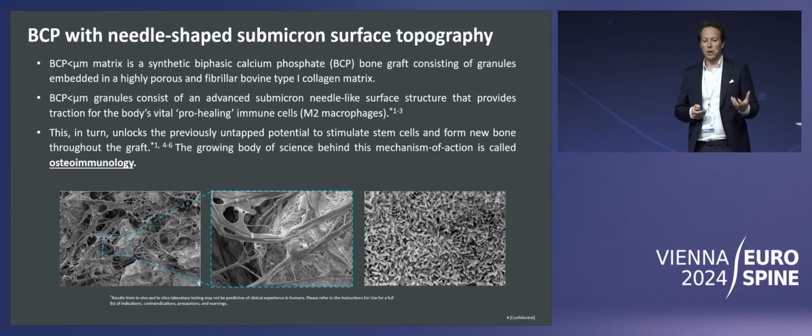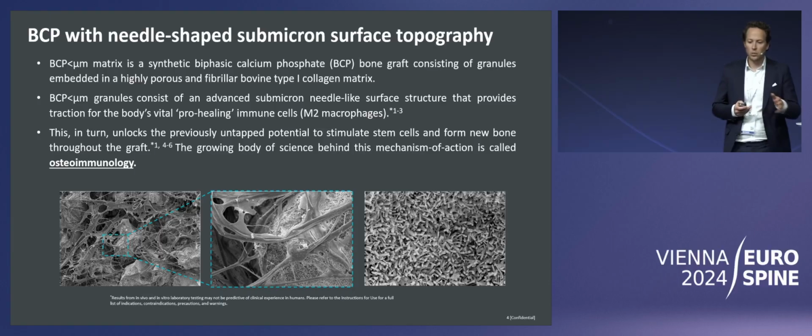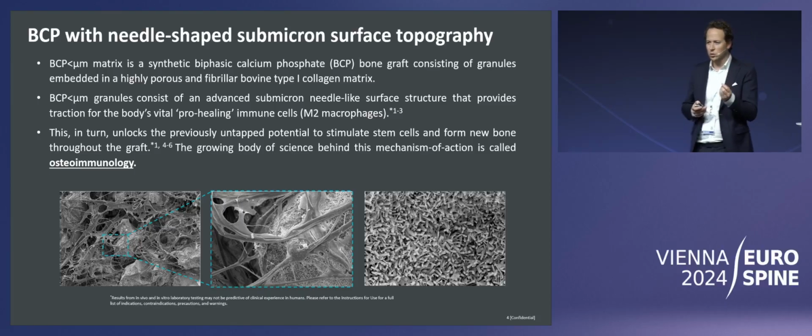So to start, I want to talk about a bone graft substitute which has a submicron surface topography. It's a biphasic calcium phosphate that is highly porous, and it is embedded in a fibrillar bovine collagen matrix. And this has a surface topography, which is also shown on the scanning electron microscopy images, of needle-shaped crystals that are smaller than 1 micrometer in diameter.